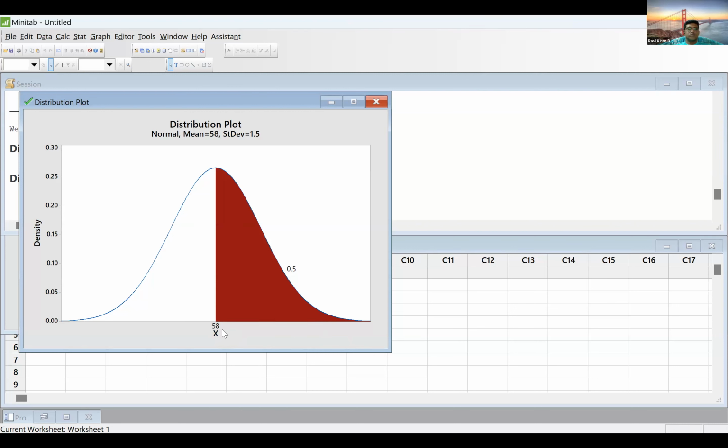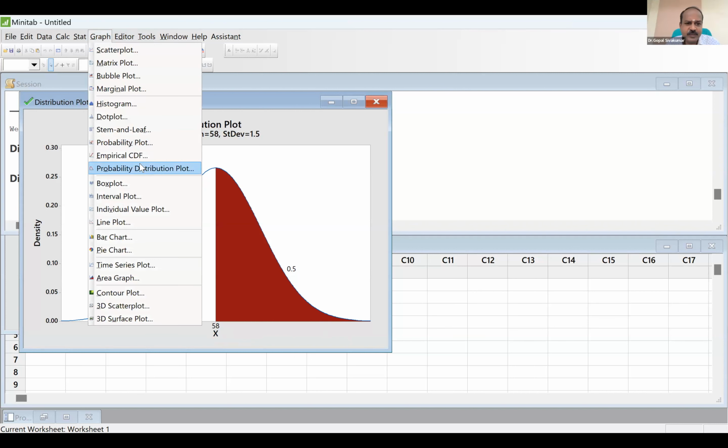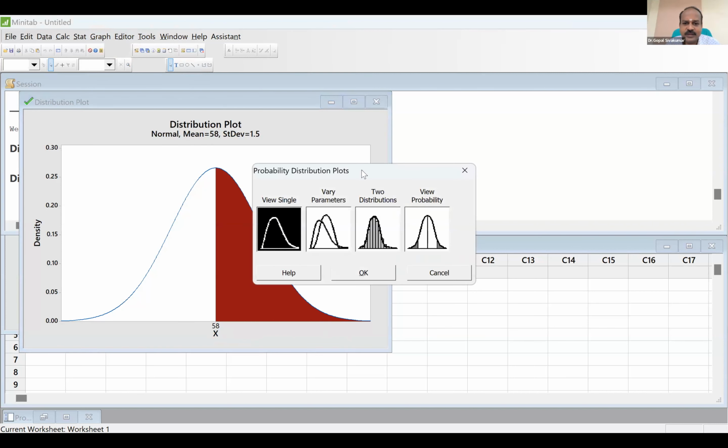Now let me push the 58 to 58.5. Tell me, if I push the 58 to 58.5, what will be the revised p-value? Will it be more than 0.5 or less than 0.5? It will be less than 0.5. Let me show you that graph. It will reduce. Probability distribution plot.